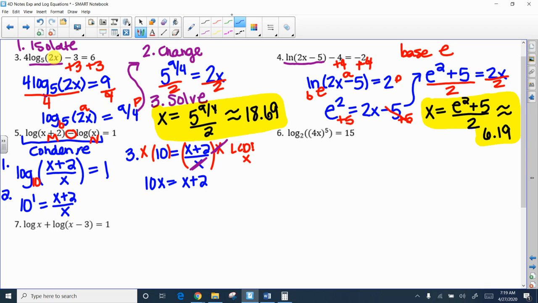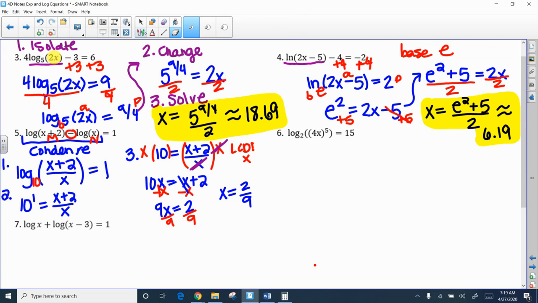Now we can just continue solving here. I need to get x by itself, but right now x is on both sides of the equal sign. So I want to get the x's on the same side of the equal sign. So I'm going to subtract x from both sides. Remember, that's just like a 1x. So 10x minus 1x gives us 9x. So we get 9x equals 2. And then to get the x by itself, I'm going to divide both sides by 9. So we get x equals 2 ninths.